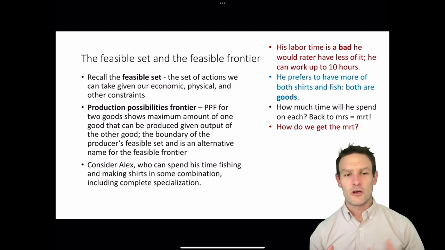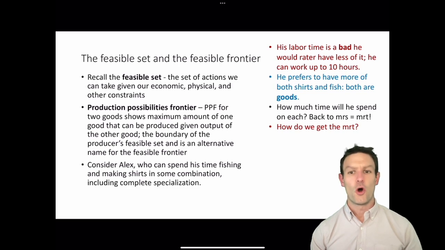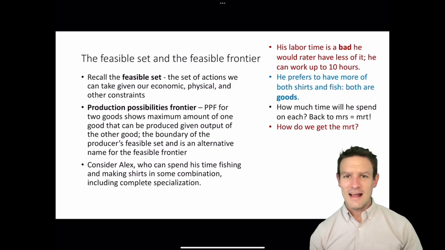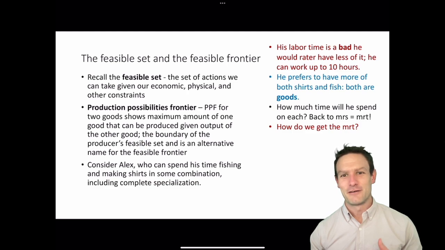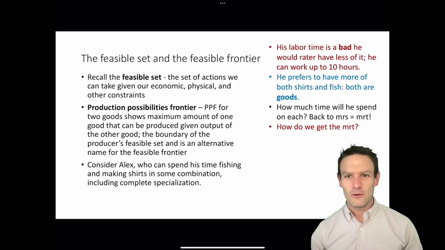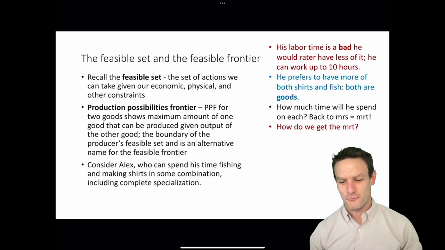Okay, so we're going to consider Alex, who can spend his time fishing and making shirts in some combination, including complete specialization, either making only shirts or only fishing. Now, for Alex, we've got the following few ideas. Basically, his labor time is bad. He would rather have less labor time. Okay. Now, the thing is he can work up to a maximum of 10 hours. Now, he prefers to have more of both shirts and fish. Both shirts and fish are goods. Okay, so that's in terms of his preferences.